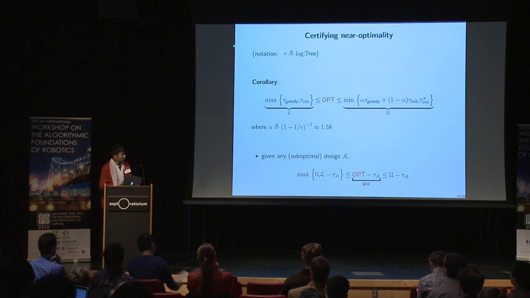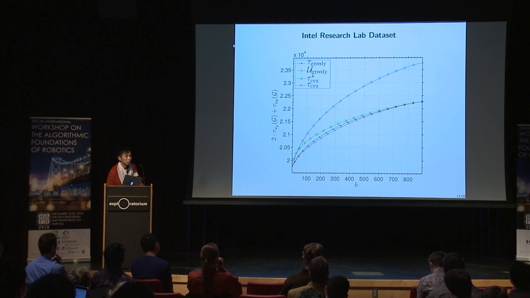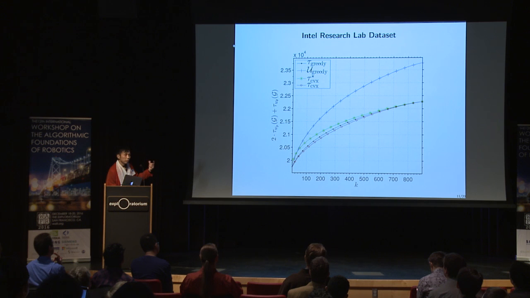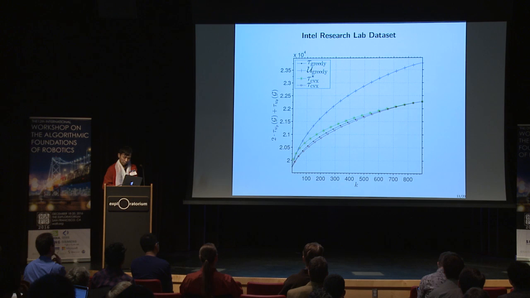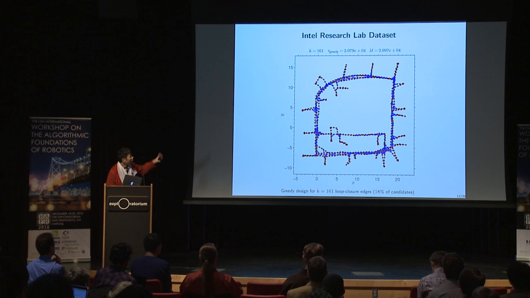This is a result using the Intel Research Lab dataset. The K here means the total number of edges selected from a candidate set, which contains about 900 edges. You can see the blue one and the green one are the upper bounds, and the red and the black one are the lower bounds. Our lower bound and upper bound are pretty close here, so you can see our bound is very tight. This is an example of selecting 161 edges out of the 900 loop closure edges for the Intel dataset.